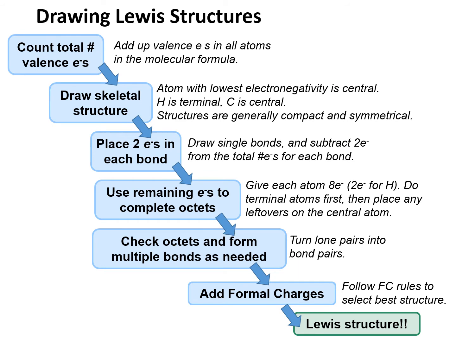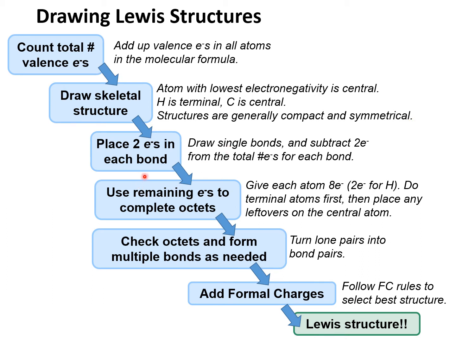Now, in order to draw the correct Lewis structure, it's important to follow the outline for drawing Lewis structures. And this starts with the molecular formula. We use the molecular formula to count the total number of valence electrons in the molecule. The next step is to draw the skeletal structure for the molecule. Atoms with the lowest electronegativity are placed in the middle of the molecule. Hydrogen atoms and more electronegative atoms are placed on the terminal ends of the molecule.